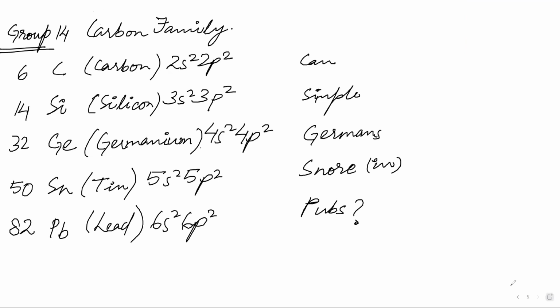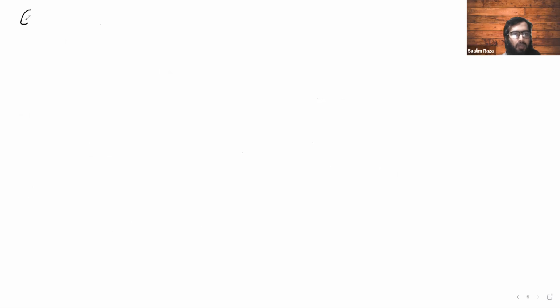So what is the next group? The group is group 15. Group 15, right? So I am starting with nitrogen. Nitrogen has just N.